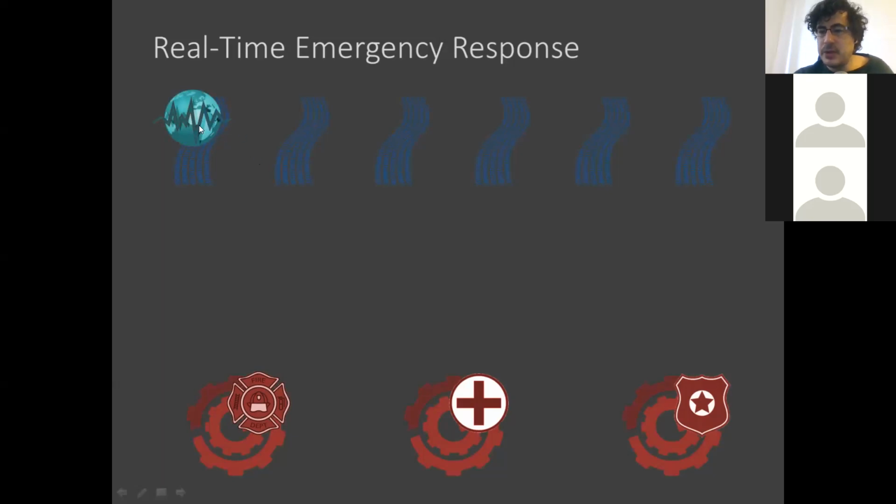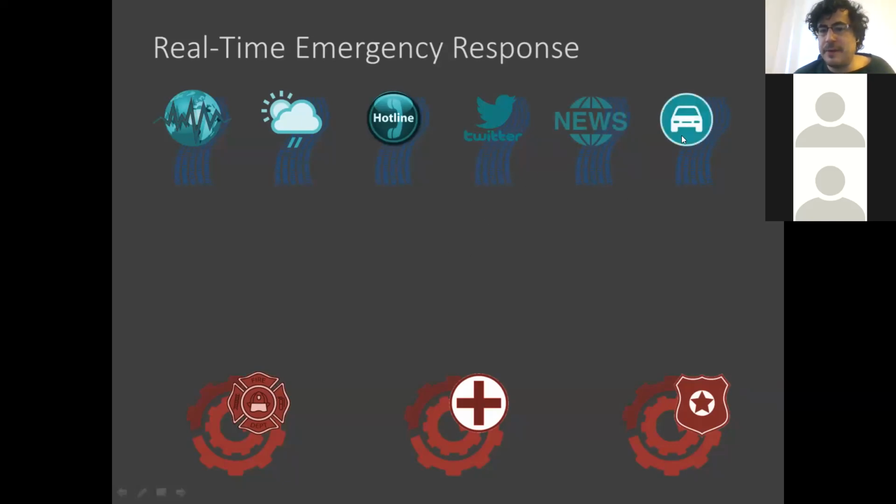seismograph, earthquake information. We might have weather information, a stream of whether it's sunny, whether it's raining, what's happening with the weather. Hotline in terms of calls to an emergency service, to the police or to hospitals. Twitter, for example, people tweeting about how they perceive the earthquake, where the fire is spreading to, and so forth. And we have news outlets that are producing some news about the ongoing events and some traffic information, which would be important for the emergency services to get to a particular location.